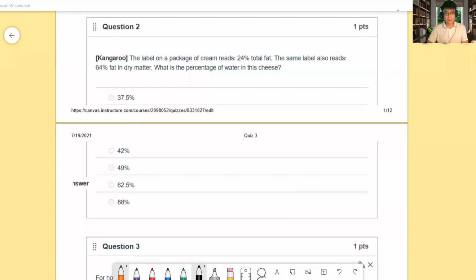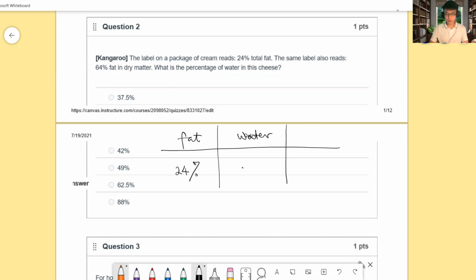Question 2. The label on the package of cream reads 24% total fat. So fat takes 24%. And it also reads 64% fat in dry matter. So let me assume the water has percentage x. So we need to solve this x in this problem. So we have other part. For other part, that corresponds to 72 minus x percent.